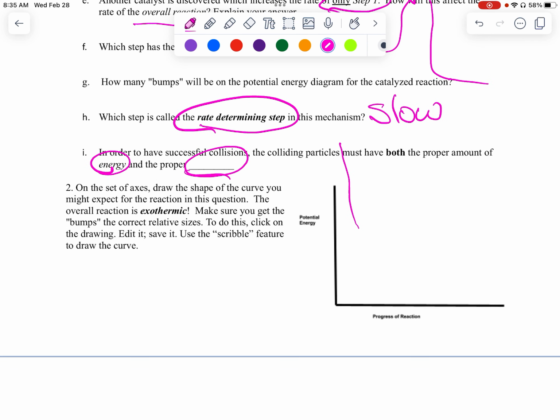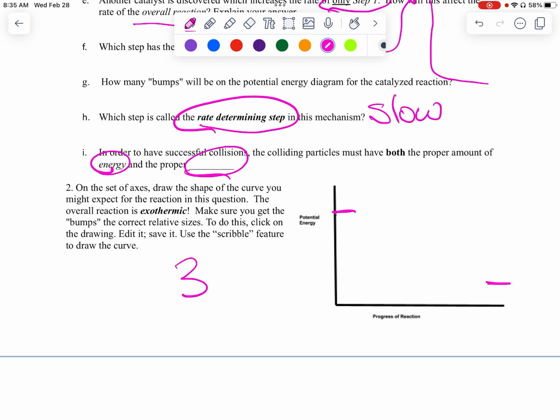Now, let's come down here and let's actually draw this one out. On the set of axes, draw the shape of the curve you might expect. How many bumps? 3. Remember, we said that we're going to have 3 bumps. And it's exothermic. Well, what does that mean? Exothermic means energy is going to be given off. That means you're going to have less energy in the end. So we need to start high, we need to end low because you're going to result in less energy. You're going to get rid of it.